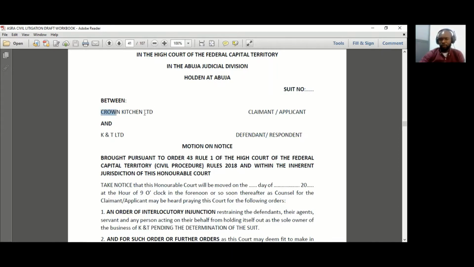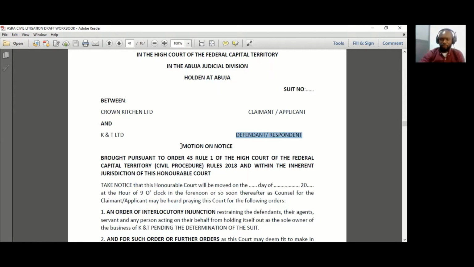Now you have the name of the first party in the suit, that's the claimant. Now it says claimant / applicant because the claimant is the one who's making this application, who's filing this motion. And then we have the defendant here, and we'll say defendant / respondent because the defendant is the respondent in respect of the motion that's been filed.